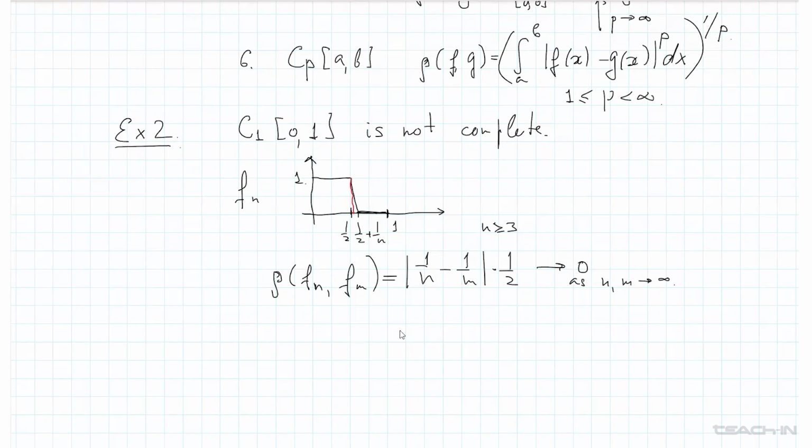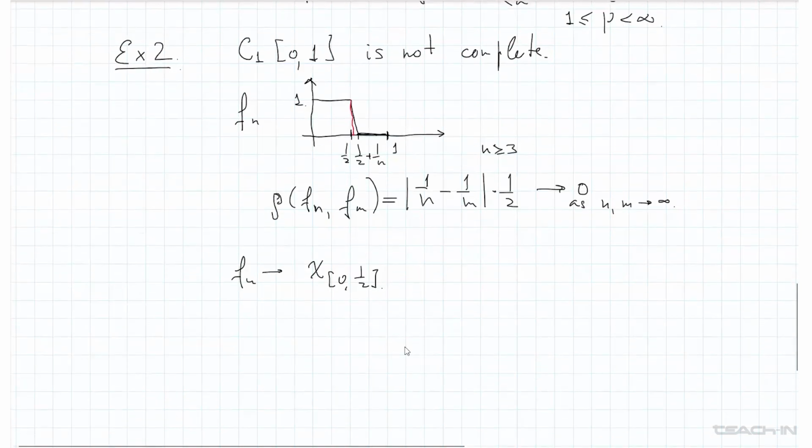But if we want to show that it is not complete, what we must show? Yes, we know that this function tends to the indicator, yes. But what do we need to show additionally? The indicator is not a continuous function. Not indicator. You must show that these functions have no continuous limit. Well, the limit is just a step function, and a step function is not continuous.